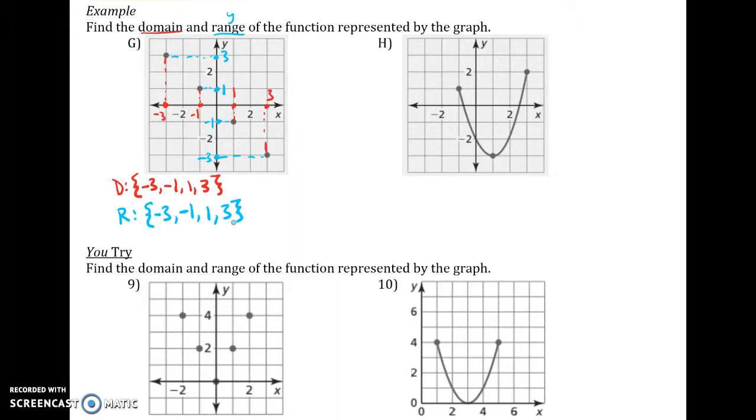Continuous graphs, same idea, but instead of having actual separate dots, we're going to look at a range of data. So if I'm looking at domain, here, I want to look at where it starts and where it stops. If it does stop, it could actually go on forever, and we'll look at those examples when we get to them. But if I look at domain, here on the left, it starts at -1.